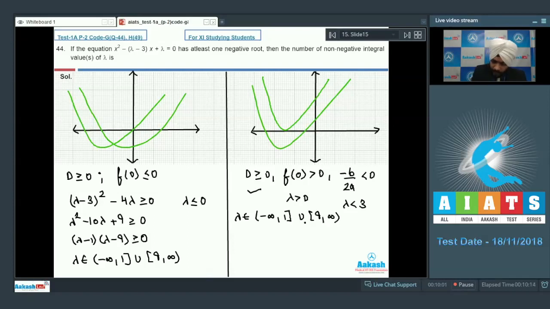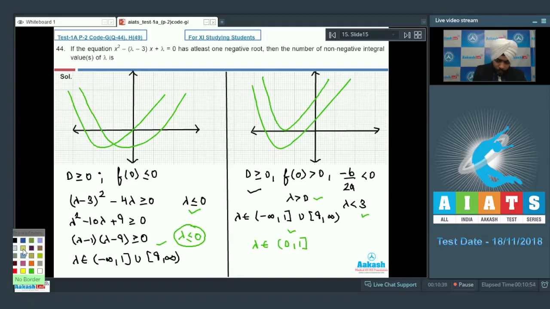Now let us see the intersection of the two conditions in the first part. So the intersection gives me lambda less than or equal to 0. This is the answer of the first case. Second case, one condition, two conditions, three conditions. Lambda is greater than 0 and less than 3. That means lambda belongs to 0 to 1.